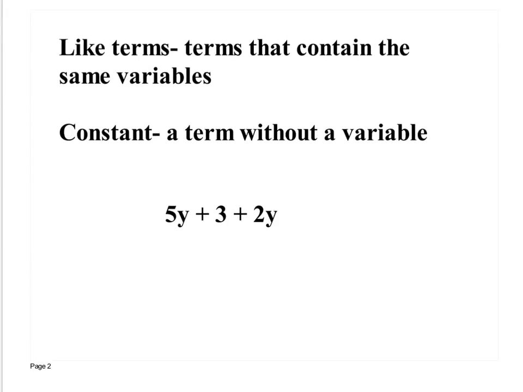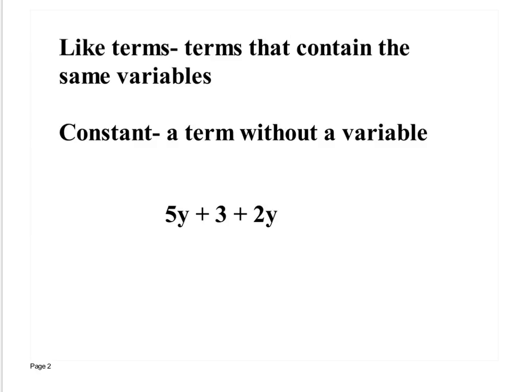Now I know I've talked to you before about like terms. I've kind of introduced it. This is the definition of like terms. It's terms that contain the same variable or variables. If they have the exact same variable or variables, they're considered like terms. It's the same thing as like fractions. They have the same denominator, so we can add them or subtract them, right? Like terms that have the exact same variable, we can add or subtract the numbers in front. That's what we need to know.